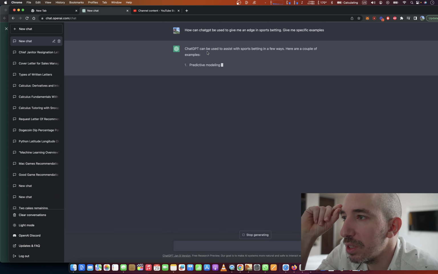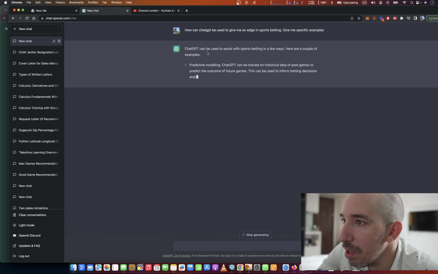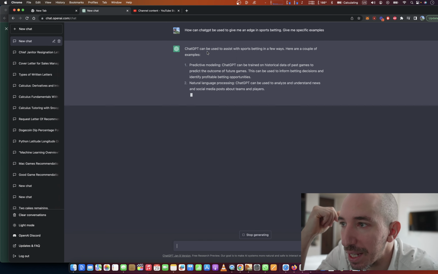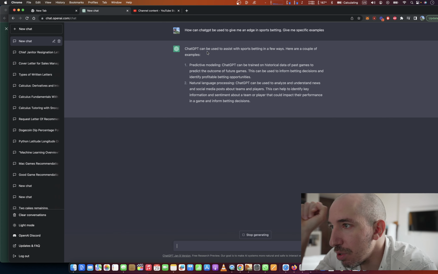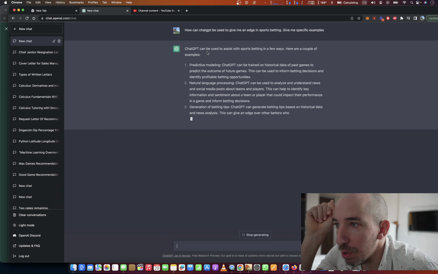ChatGPT can be used to assist you with sports betting in a few ways. Here's a couple of examples. Predictive modeling. ChatGPT can be trained on historical data of past games to predict the outcome of future games. This can be used to inform betting decisions and identify profitable betting opportunities.